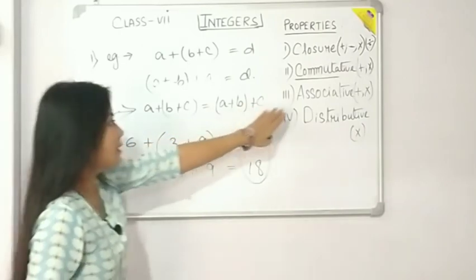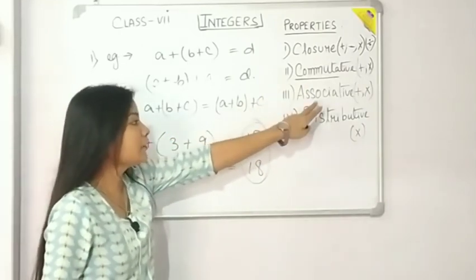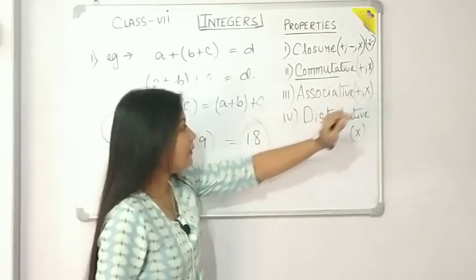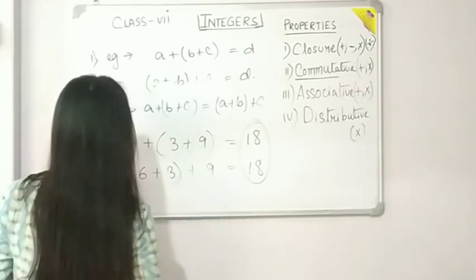Now, associative property is not applicable for subtraction, neither for division. It follows only for addition as well as multiplication. As I have shown you for addition, now let me show you for multiplication.